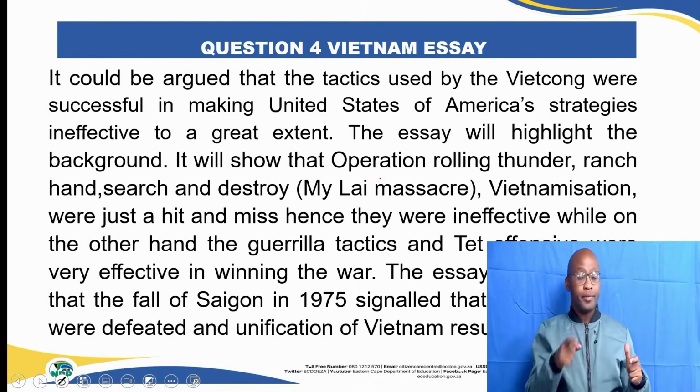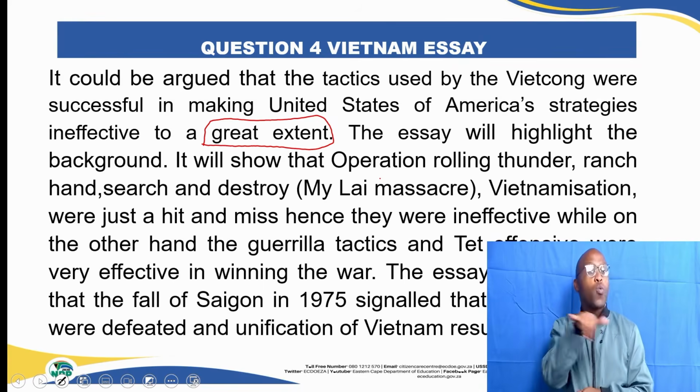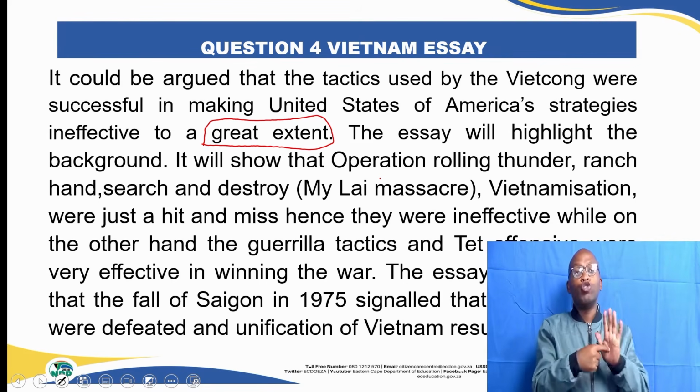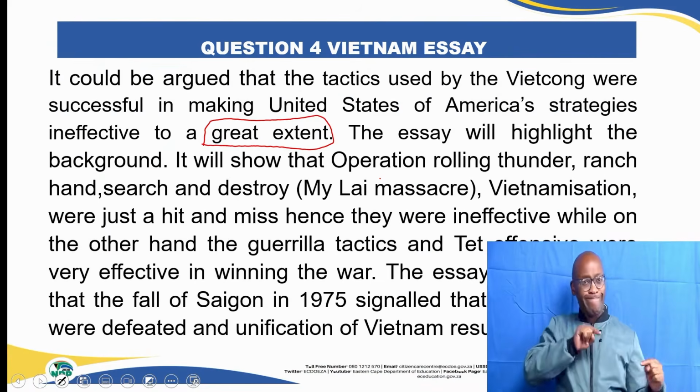Now, remember, you are supposed to be taking a stance. As you can see there, "to a great extent" is what signifies that you have taken a stance that the tactics were successful to a great extent. The essay will be highlighting the background. It will demonstrate that Operation Rolling Thunder, Ranch Hand, Search and Destroy, and Vietnamization were just a hit and miss, hence they were ineffective, while on the other hand, the guerrilla tactics and Tet Offensive were very effective in winning the war.